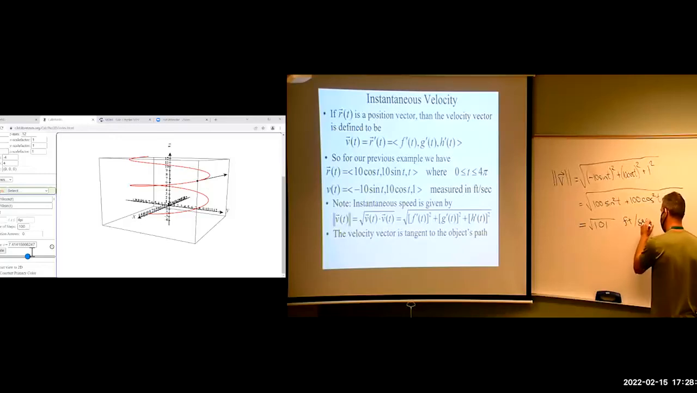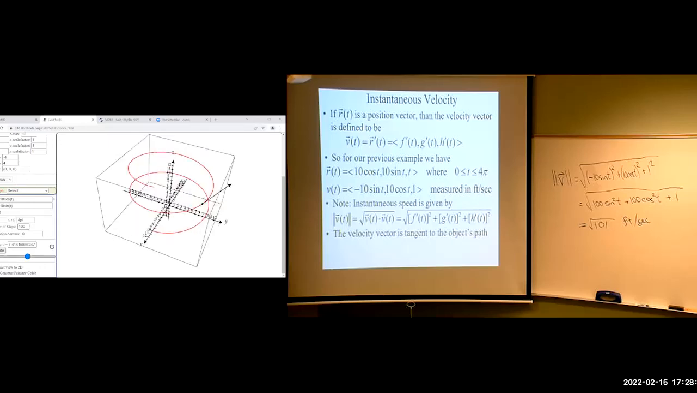Now there's something really cool to notice about this, and I'm going to point it out in the plot as well. Notice that our magnitude does not depend on t. It could have, but this just happened to work out real nice for us. It does not depend on t, which means that our speed is constant, but our velocity is not. So let's go back to Calc Plot 3D and make sense of this.